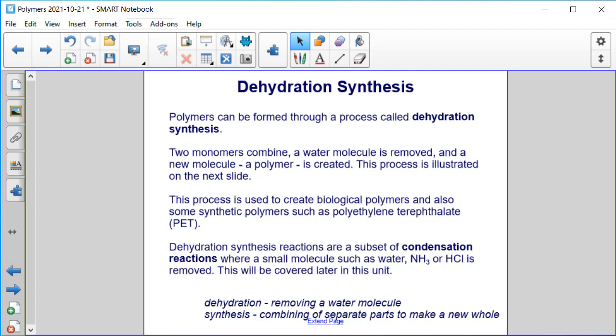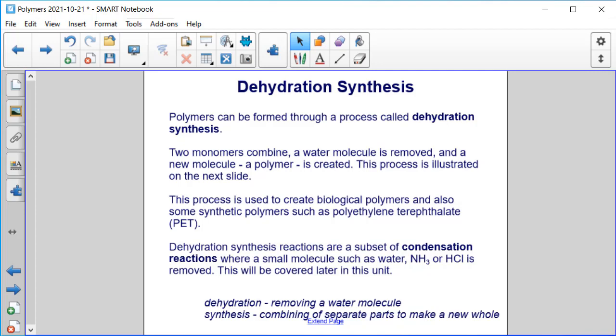Polymers are formed through a process called dehydration synthesis. Two monomers combine. When they do that, a water molecule is removed and a new molecule, that polymer, the combination of the two monomers, is created. We'll illustrate this process on the next slide. This process is used to create biological polymers and also some synthetic polymers. One example is polyethylene terephthalate, PET.